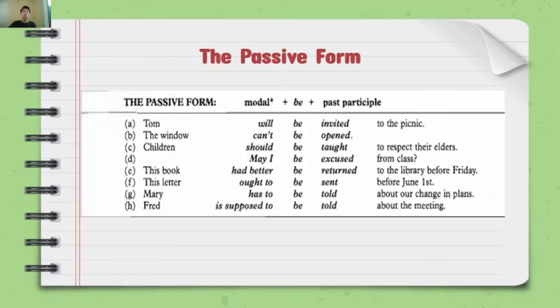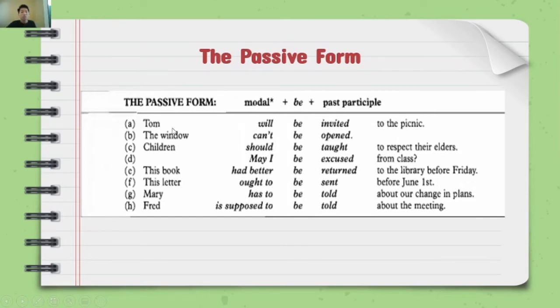Now I will discuss the passive form of modals and past passive modals. The first is the passive form. The form is modal plus be plus past participle. Modals like will, can, should, may, had better, ought to, has to, is supposed to. Those are examples of modals, plus be and the past participle, which is verb 3.